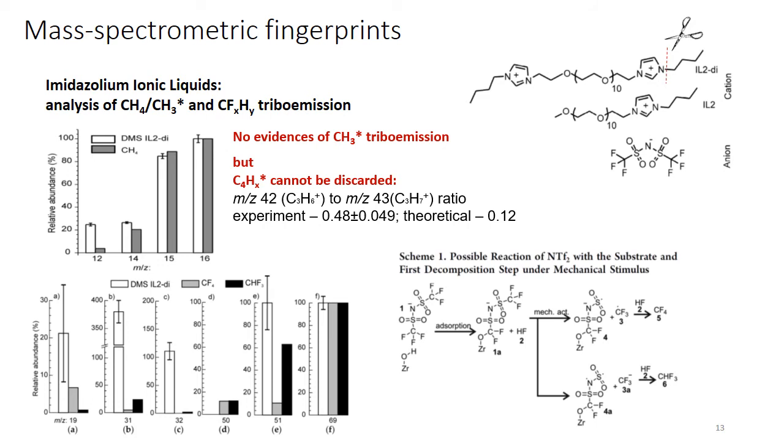So these possible reactions were explained like the first adsorption of the anion on the hydroxylated zirconium oxide, and then this HF, and then this adsorbed anion under mechanical action can lose this CF3 group, which can react with HF or with some other compounds and produce CF4 or CHF3.